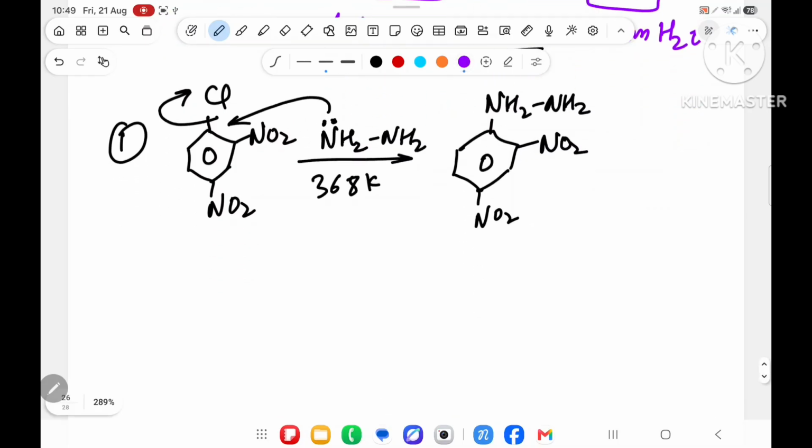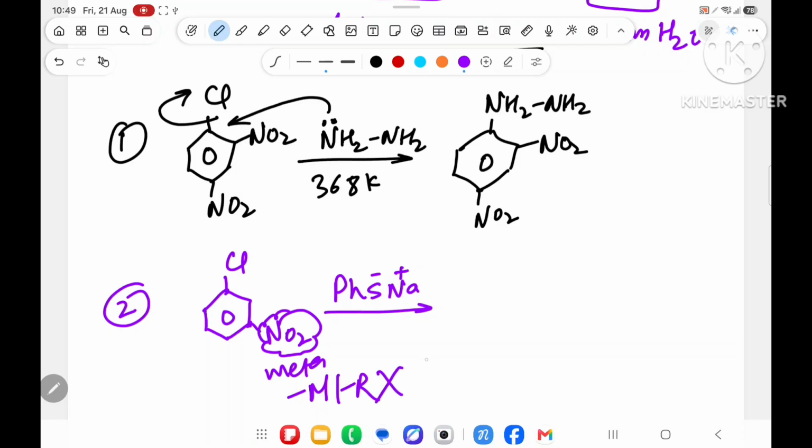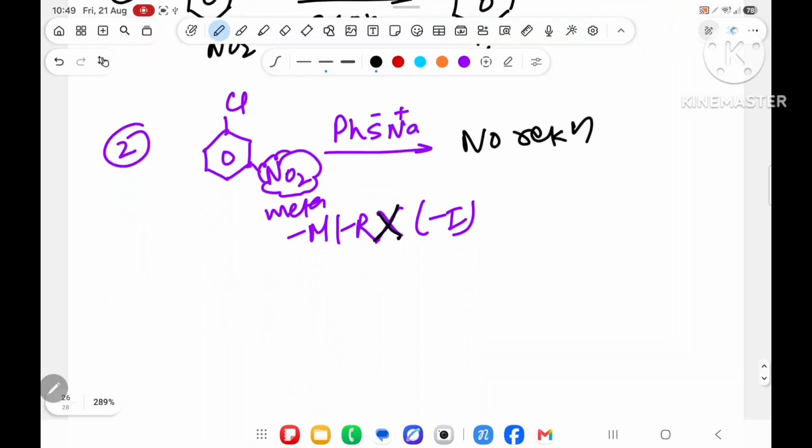Suppose I take another one. Benzene ring, Cl over here and NO2 over here, and I am reacting with PhSNa. It will break as plus and minus. But NO2 is attached on the meta position. And on the meta position, no minus M, no minus R, only minus I will be there. So it will not react that much. So no reaction. It is needed on the ortho and para position. Understanding the point?